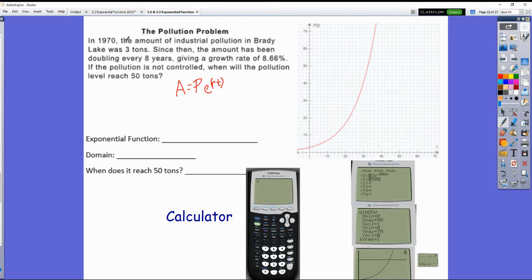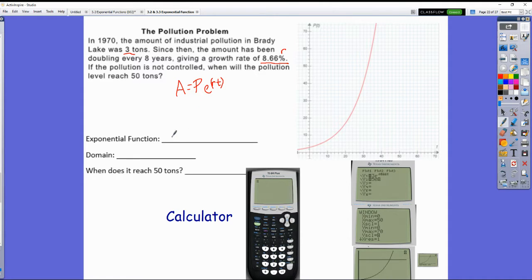So this one says in 1970, so that's kind of our starting time, the amount of industrial pollution in Brady Lake was 3 tons. That would be my starting amount. Since then, the amount has been doubling every 8 years, giving a growth rate of, so this is my rate. They tell me it's doubling every 8 years. That's actually not numbers that we're going to use in the equation because we already were given the rate. They basically used those to figure out this decimal here. If the pollution is not controlled, when will it reach 50 tons?